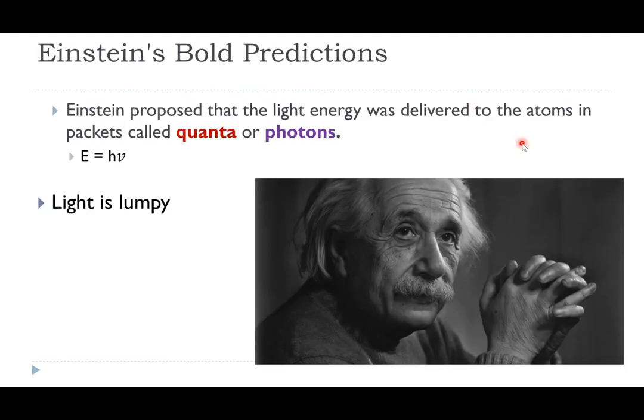You know, when I put a picture of Einstein in here, things are about to get serious, right? So Einstein proposed that instead of light being this nice, smooth wave, light travels in little packets of energy called photons or quanta. So now we're starting to get into quantum mechanics here. Light travels in these little packets of energy called photons. Light is lumpy, he said.